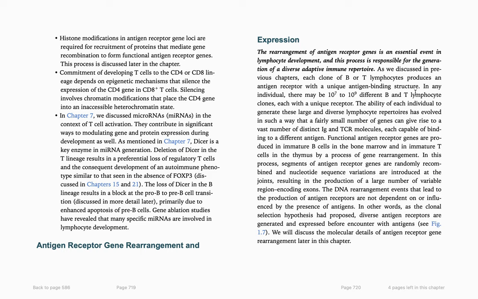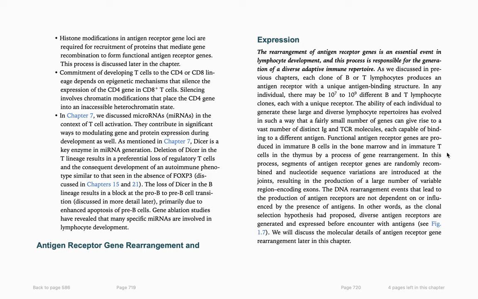The ability of each individual to generate these larger and diverse lymphocyte repertoires has evolved in such a way that a fairly small number of genes can give rise to a vast number of distinct IG and T cell receptor molecules, each capable of binding to different antigens. Functional antigen receptor genes are produced in immature B cells in the bone marrow and in mature T cells in the thymus by a process of gene rearrangement.